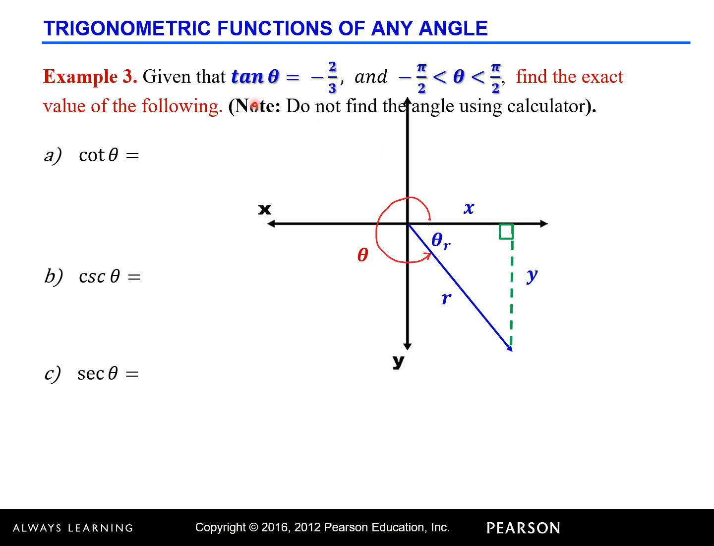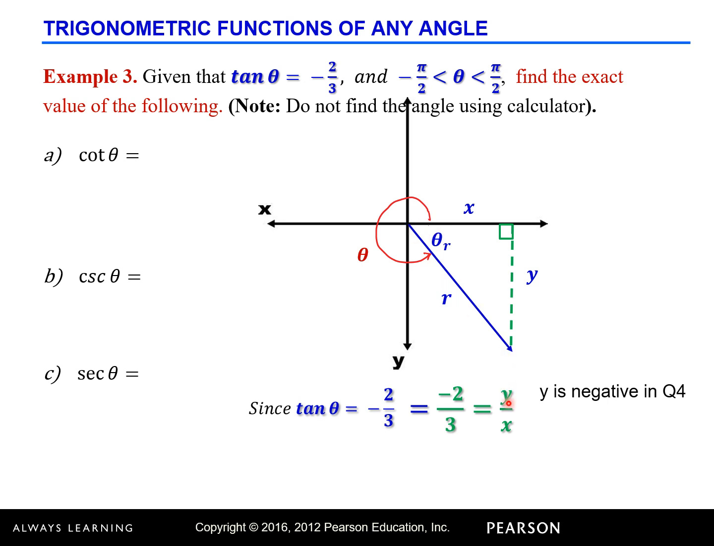Since we don't have a given point, but we have a given function, which is tangent theta, we can make use of this. Since tangent theta is negative 2/3, and the definition of tangent theta is y over x, we have to put the negative at 2 and positive at 3. Negative 2 represents the y and 3 represents the x, since y is negative in quadrant 4. You cannot put negative in x because x is positive in quadrant 4.